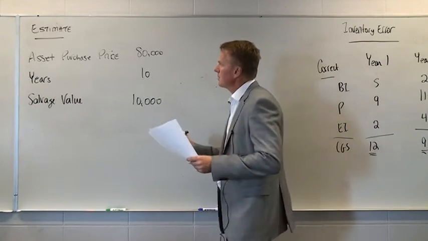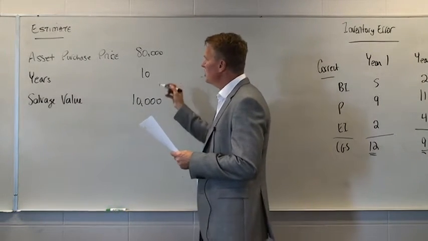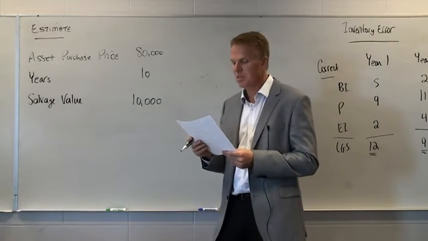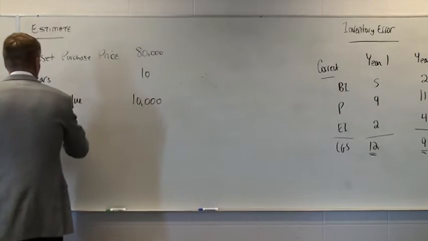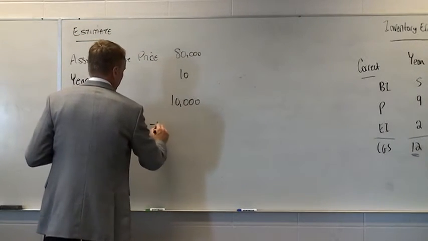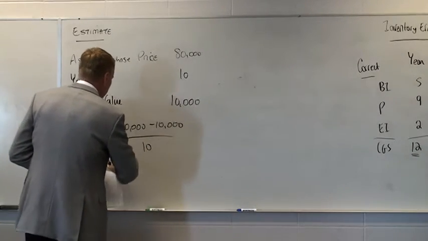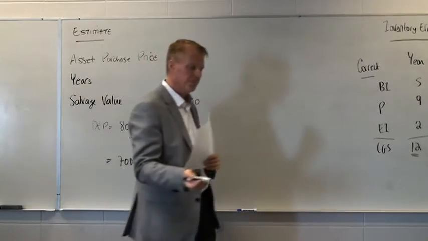Let's get started. The asset purchase price is $80,000. We're going to depreciate it over 10 years, have a salvage value of $10,000. So, how do you calculate depreciation? Very simple. Our depreciation per year would be $80,000 minus $10,000 divided by 10. We will take $7,000 per year.